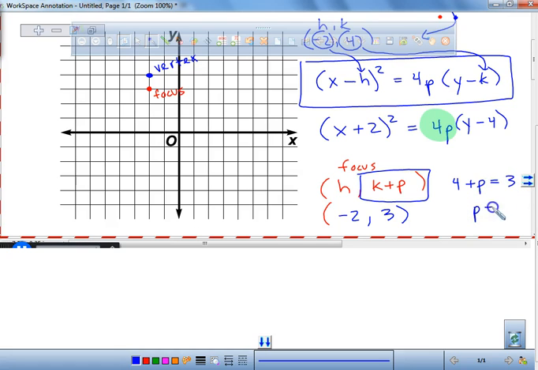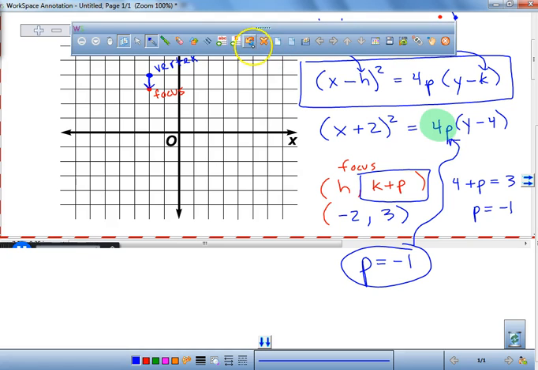So what does p have to equal? It has to equal -1. Does it make sense that it went down? How far? It went down 1 unit, right? So I want you to understand that the p value is equal to -1. Now what am I going to do with this -1? I'm going to plug it in right there.